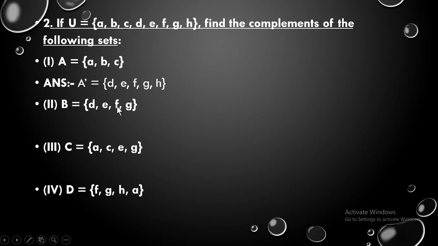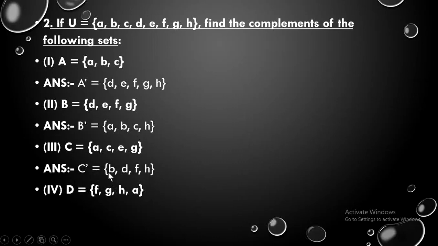Then B complement, if you need to find that, you have to do universal set minus set B. So when you exclude these elements from the universal set, the leftover elements will be A, B, C and H. Similarly, the C complement will be B, D, F and H. And for D also you need to do universal set minus D, so that you get the complement of set D. That is, you need to subtract F, G, H and A from this universal set. When you remove F, G, H and A, the leftover elements will be B, C, D and E. So that is your D complement.